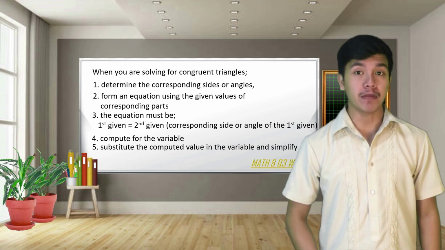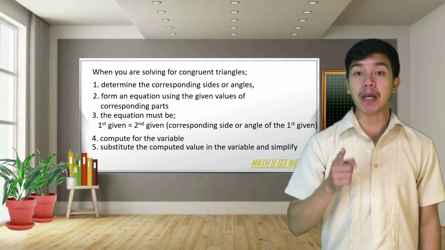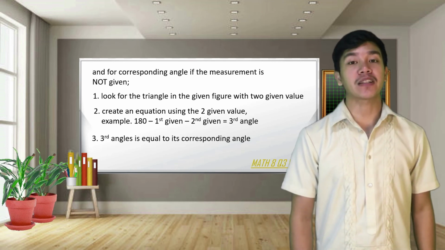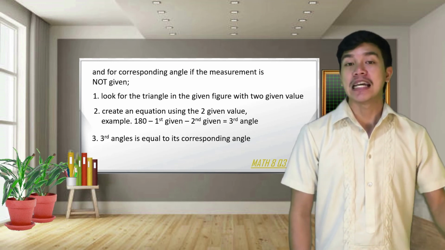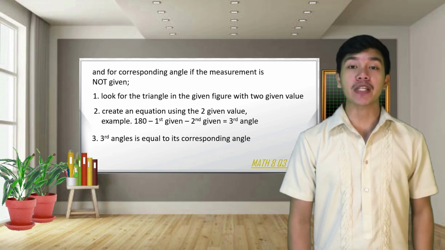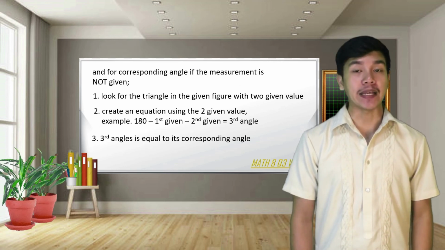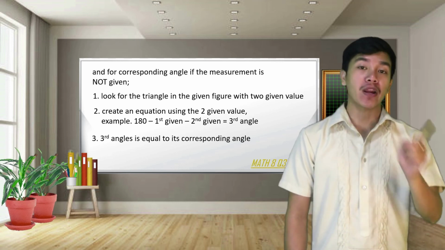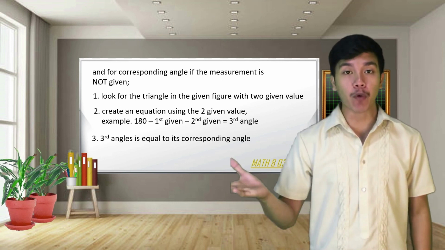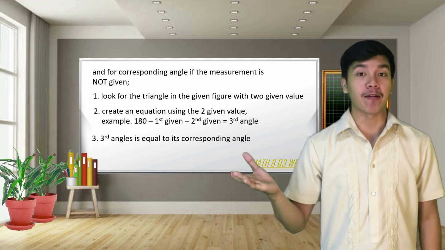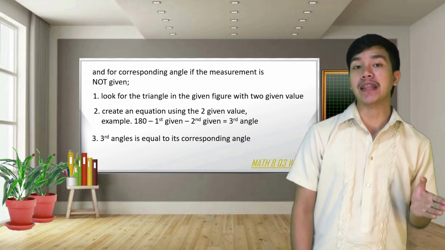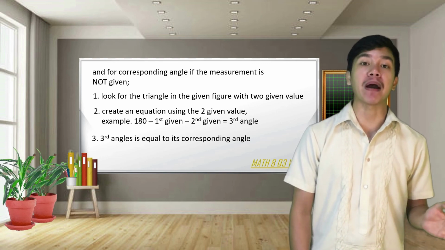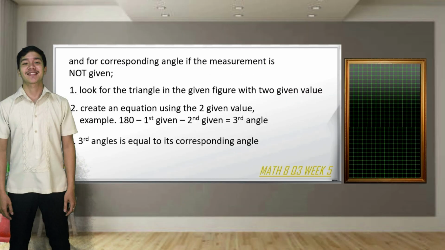And if the problem is about corresponding angles, wherein the measurements of the corresponding angles are not given, first, look for a triangle with 2 given values. Second, use the 2 values and subtract them from 180. It's like 180 minus the first value minus the second value, and that is equal to the third angle. Last, you will determine the value of the third angle and its corresponding angle. Do you have any question?